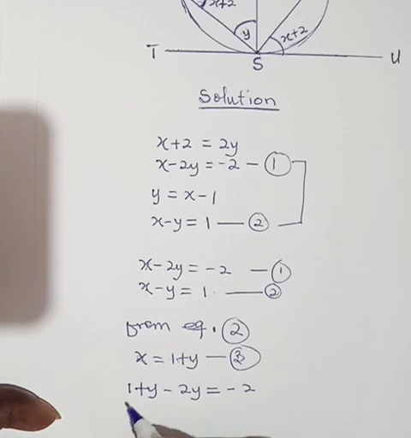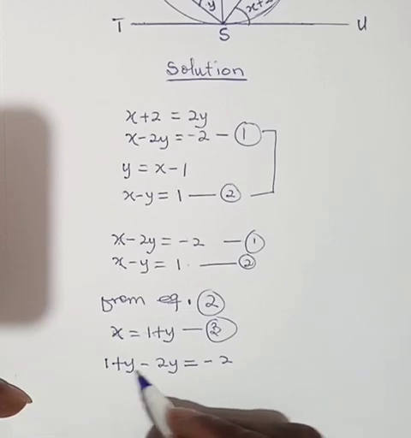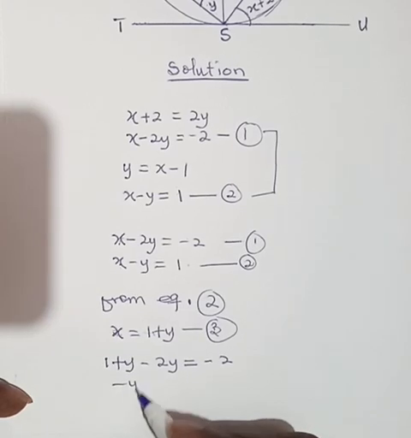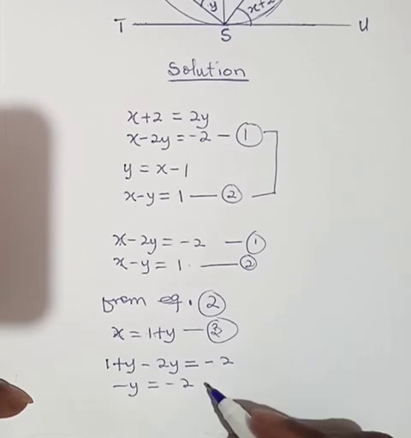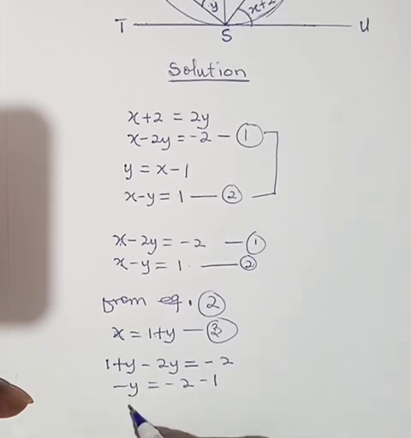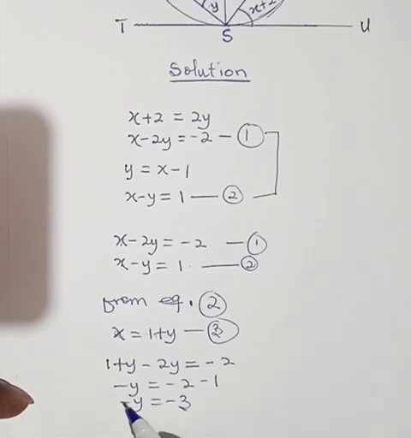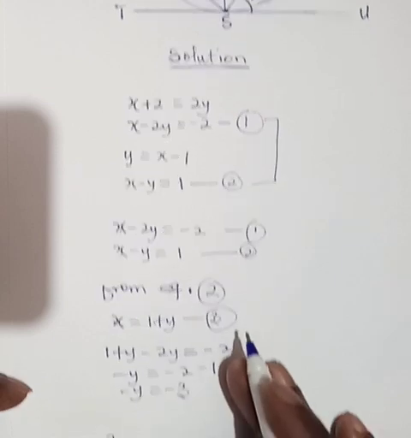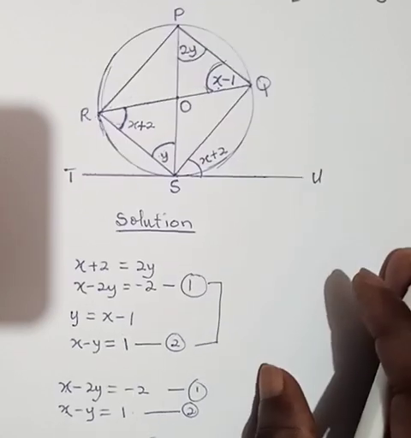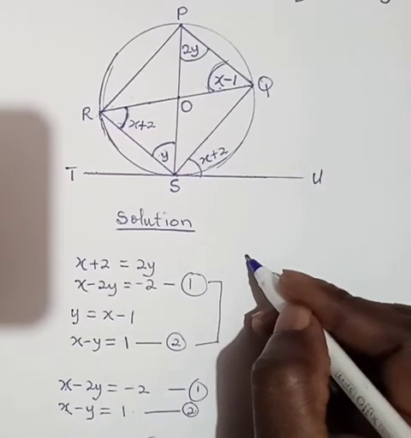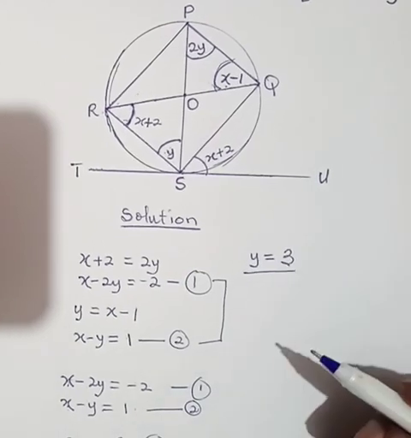I can group like terms. So I can write this as negative y, which is equal to negative 2 minus 1. Then I'll get negative y is equal to negative 3. Because this is negative, this is negative, I can write my final answer as y is equal to 3. That's the value for y.